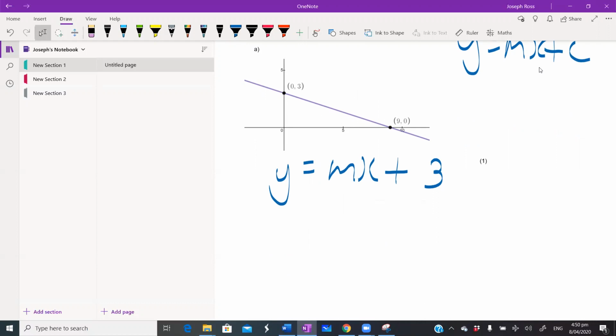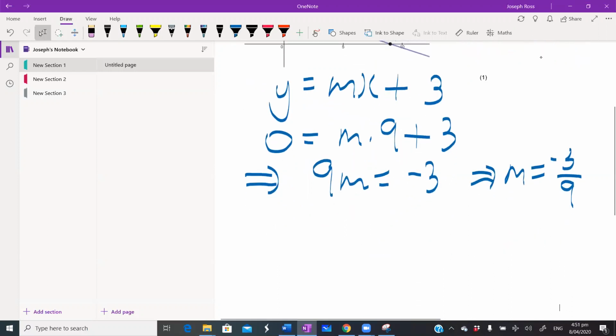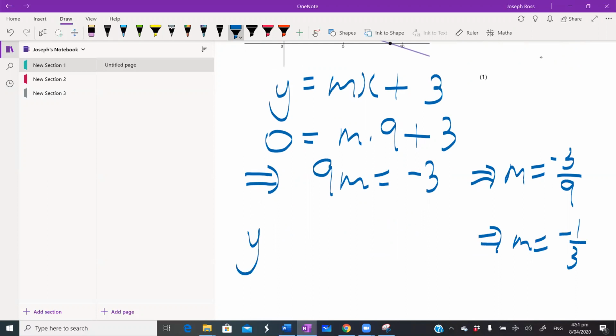And if we put in the point (9, 0), we get 0 equals m multiplied by 9 plus 3. So 0 equals 9m plus 3, and that means that 9m is equal to minus 3, and therefore m is minus 3 over 9. And if we calculate that, we get 1 over 3. So therefore, m is minus 1/3. And your equation there is y equals minus 1/3 x plus 3.